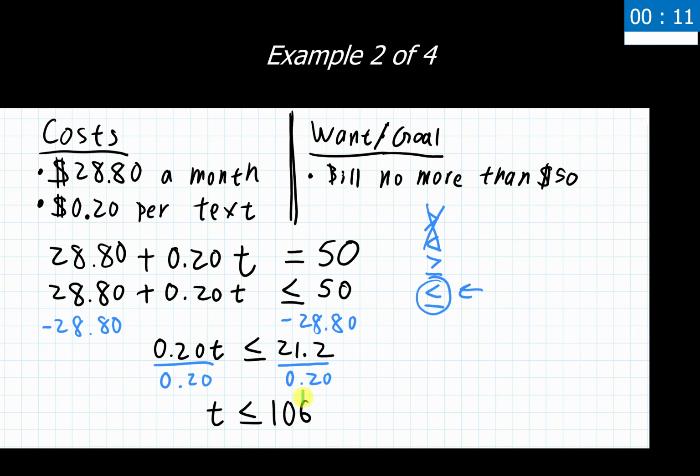So what we've found, based on working through this inequality, is that Tara can send at most 106 text messages for this month.